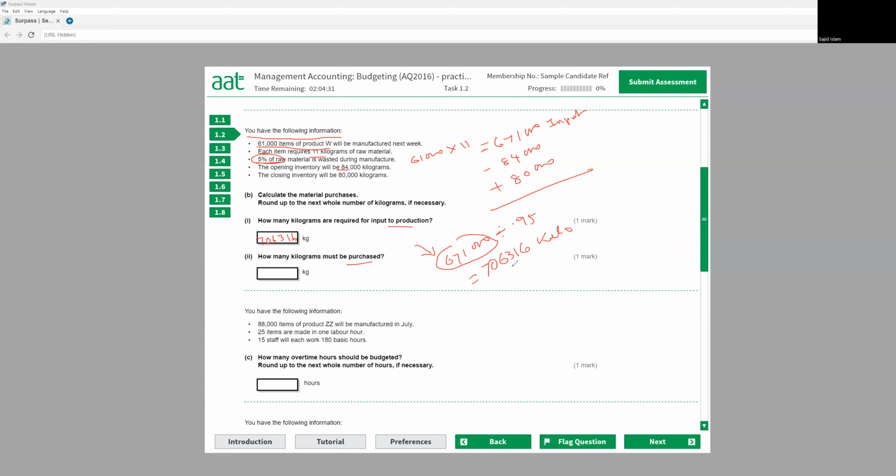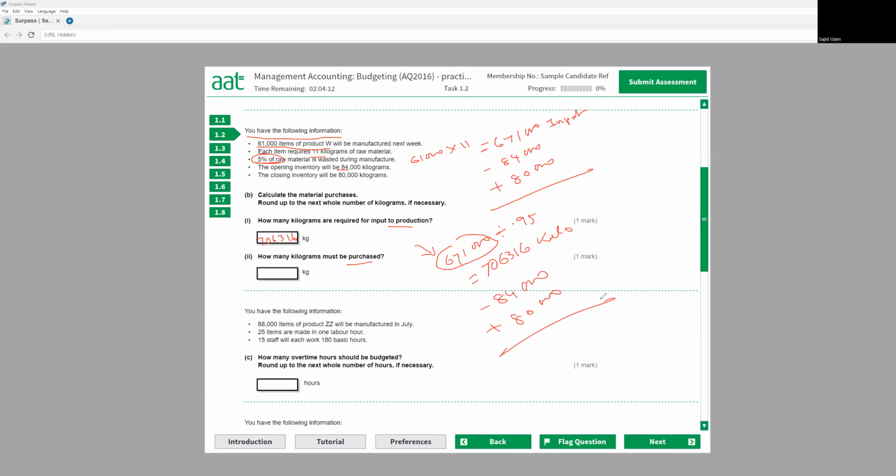I don't have to buy all of this because I have already some. So I have opening. So I already have like opening 84. So I already have 84,000. And I want to keep closing 80,000.